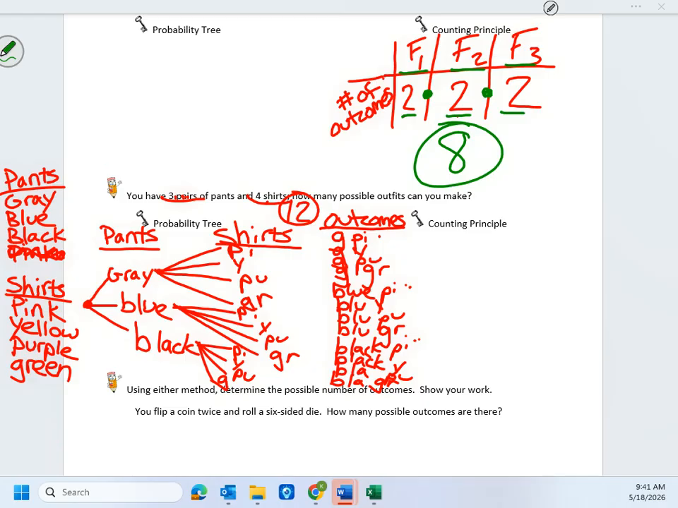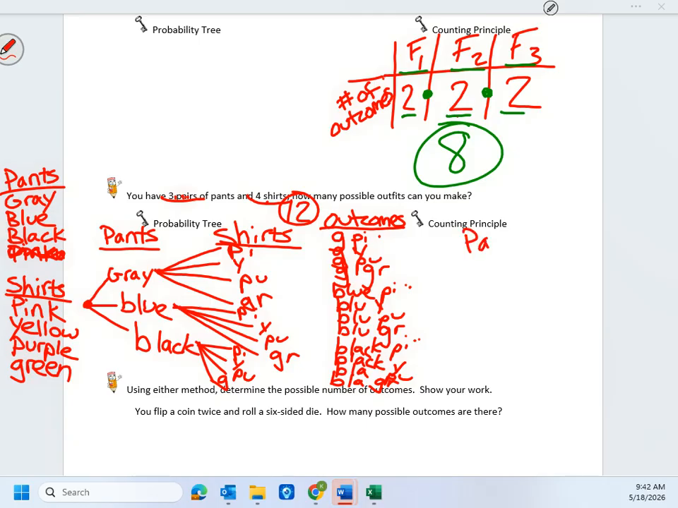We listed them all out for the probability tree, but with the counting principle, we're just finding total outcomes. Okay. Let's look at our outfits. How many events do we have for our outfits? So look at the probability tree. What events did we put for our probability tree? We're going to want to put those same events for the counting principle. Joy? There are 2 events. What are they, Joy?